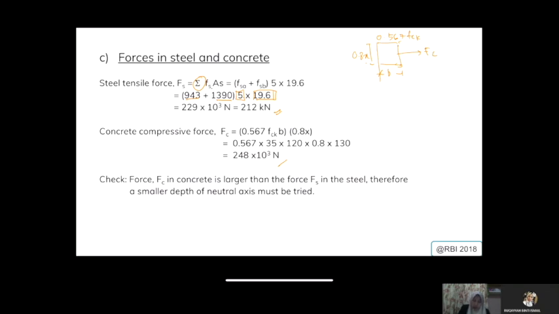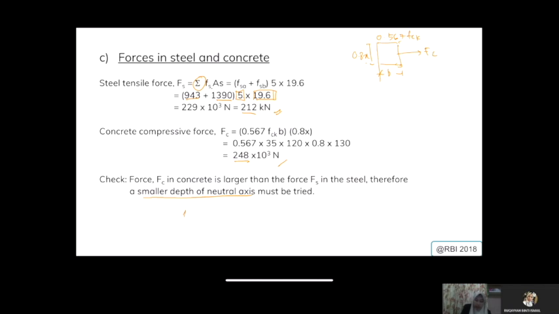Okay, so here is where you will see whether it is the same or not. Your force that you calculated for your steel and the force that you calculated for your concrete. Obviously you will not see it is the same. So what do you do? You have to try again with a smaller depth of neutral axis.